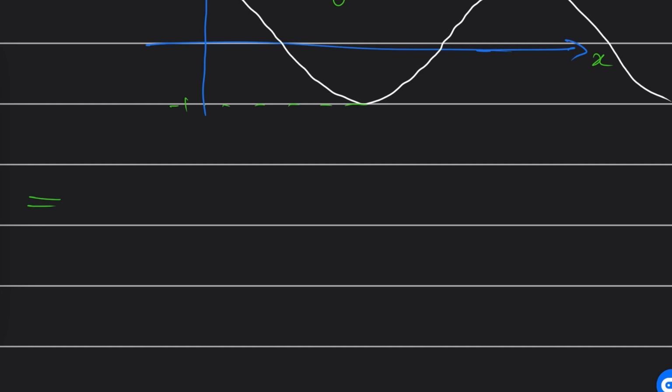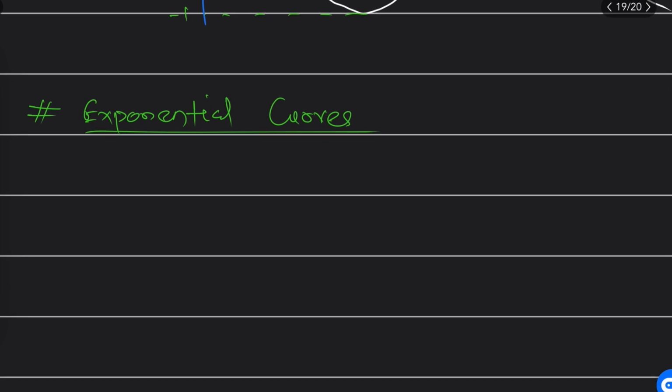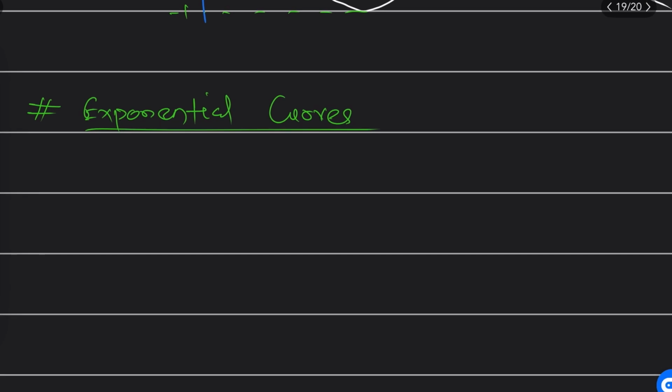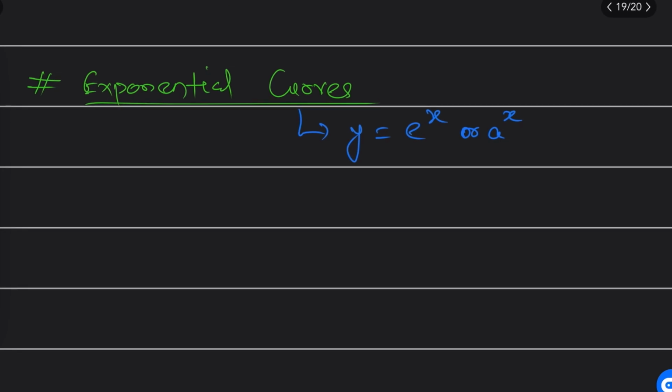So let's discuss the exponential curve. Sir, exponential curves look like this. Let me show you. First of all, what is an exponential equation? You write y is equal to e to the power x, or a to the power x. It's not compulsory to use e; a, any constant to the power x, is called exponential form. Sir, how does y is equal to e to the power x look?